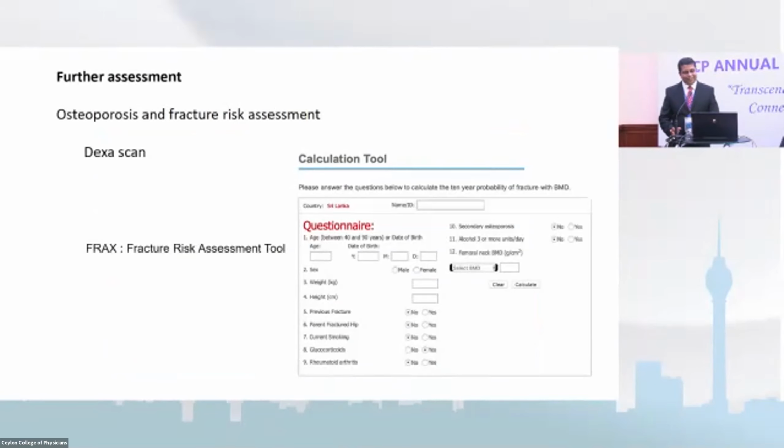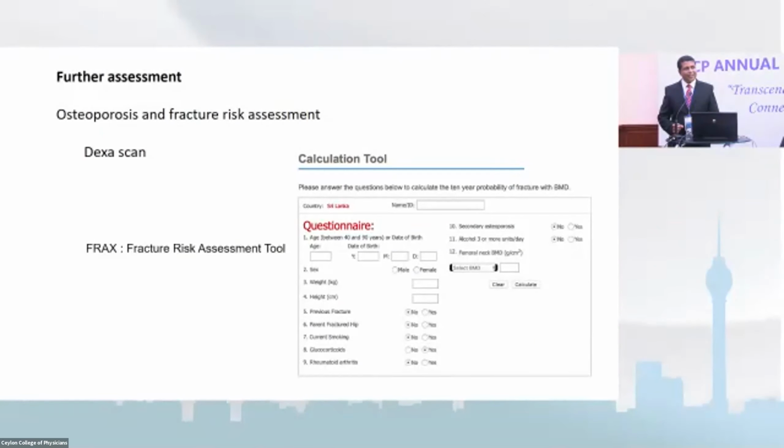A further very important thing to do in this sort of patient is to assess osteoporosis risk, that is, fracture risk assessment as well. A DEXA scan is very important in recurrent fallers, as is the FRAX score, the fracture risk assessment tool, which is validated for Sri Lanka. It's available online. Please do a FRAX score for recurrent fallers.